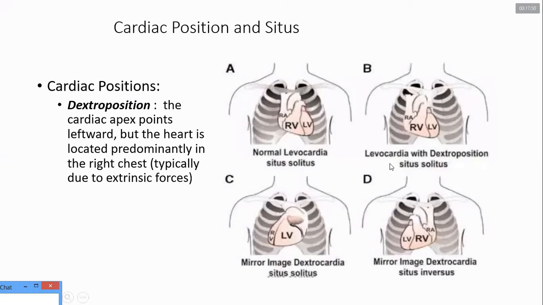Now cardiac position, dextrocardia and dextroposition. In dextroposition, the cardiac apex is pointing toward the left side, while the bulk of the cardiac tissue is on the right side. So this is dextroposition of the heart.